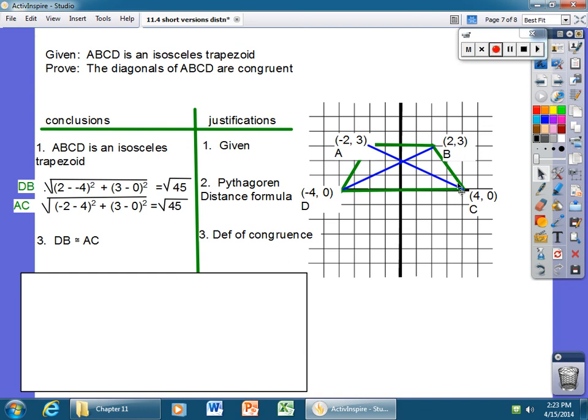So I've used these coordinates on the coordinate plane and the idea of convenient locations that we talked about yesterday in section 4 to be able to prove that the diagonals are congruent. Okay, this concludes the video on section 11.5, the distance formula.